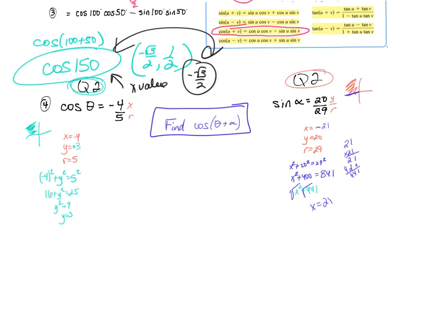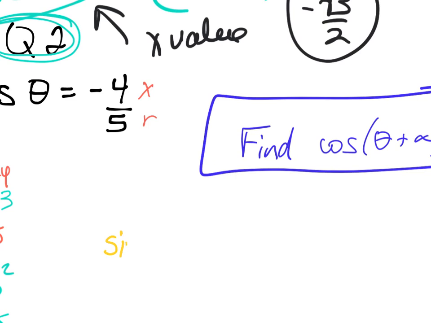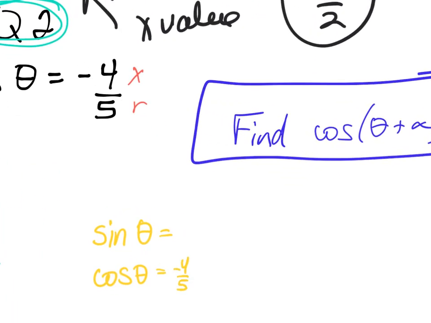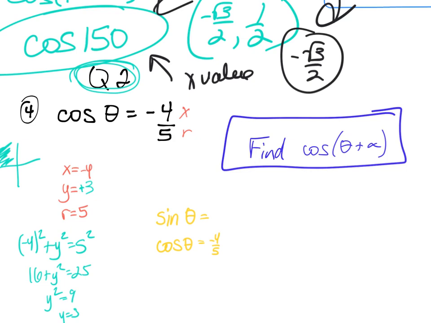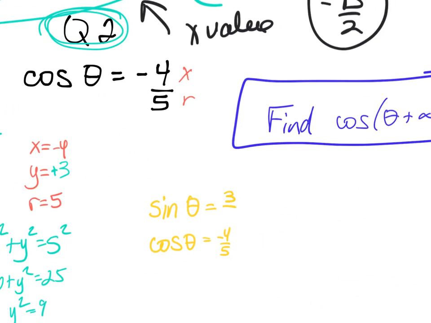Look at your cosine formula. What 2 trig functions are in the cosine formula? Sine and cosine, right? So that's what I need to identify from both of these problems or angles. From this angle, the sine of theta and the cosine of theta. Well, we already know that they gave us the cosine, right? It was negative 4/5. What's the sine? Sine is what over what? Y over r. So what's the sine? 3 over 5, okay? This isn't new, guys.